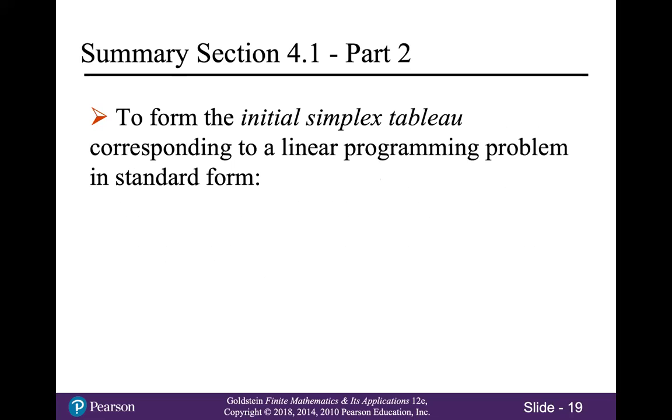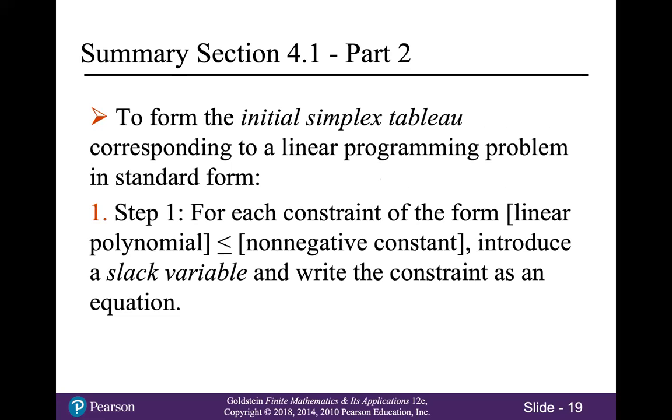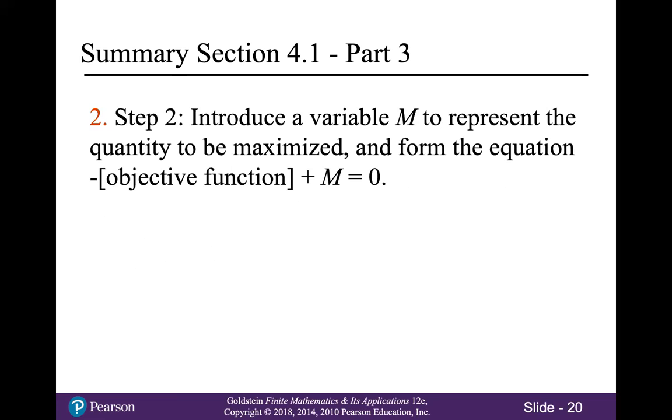To form the initial simplex tableau corresponding to a linear programming problem in standard form, for each constraint of the form linear polynomial less than or equal to a non-negative constant, introduce a slack variable and write the constraint as an equation. Next, introduce a variable m to represent the quantity to be maximized and form the equation opposite of objective function. Notice objective function is in brackets, so you have to change the sign on every term. Opposite of objective function plus m is equal to 0.